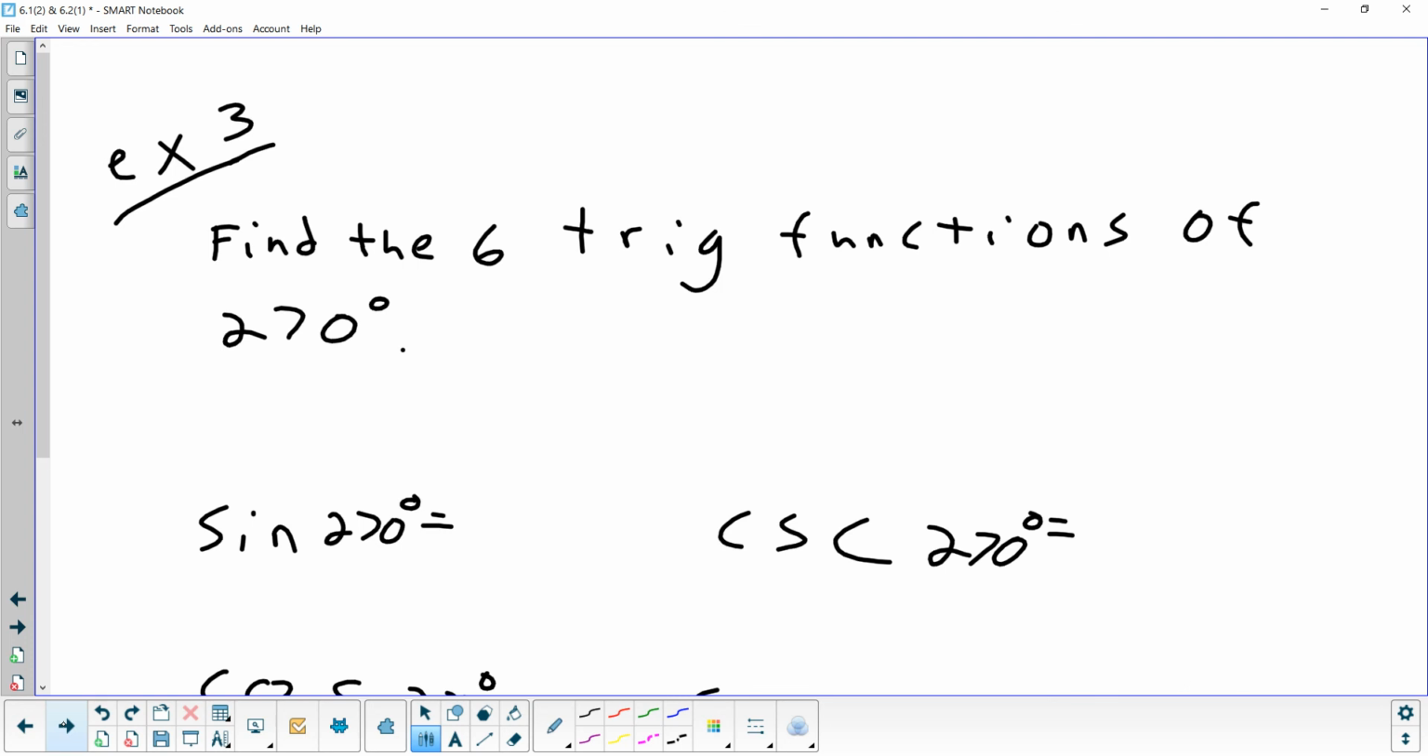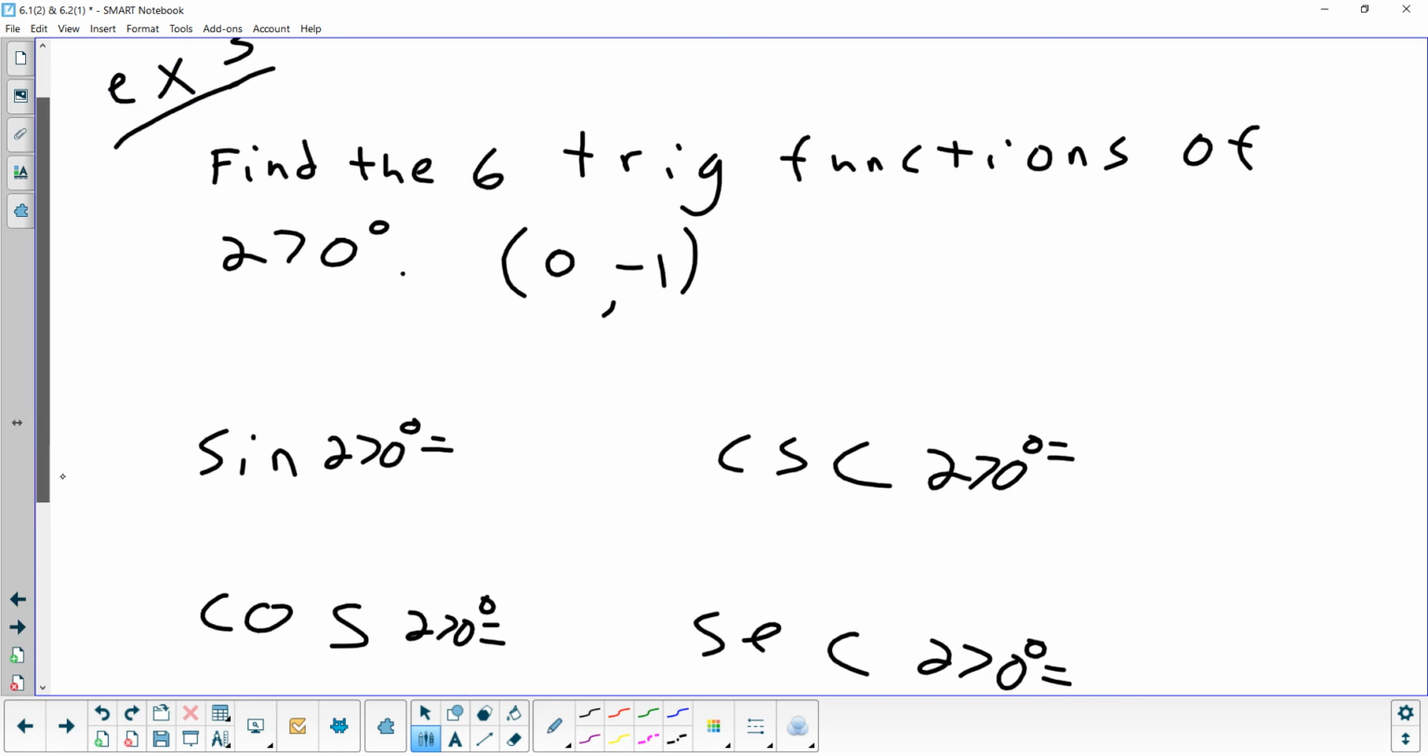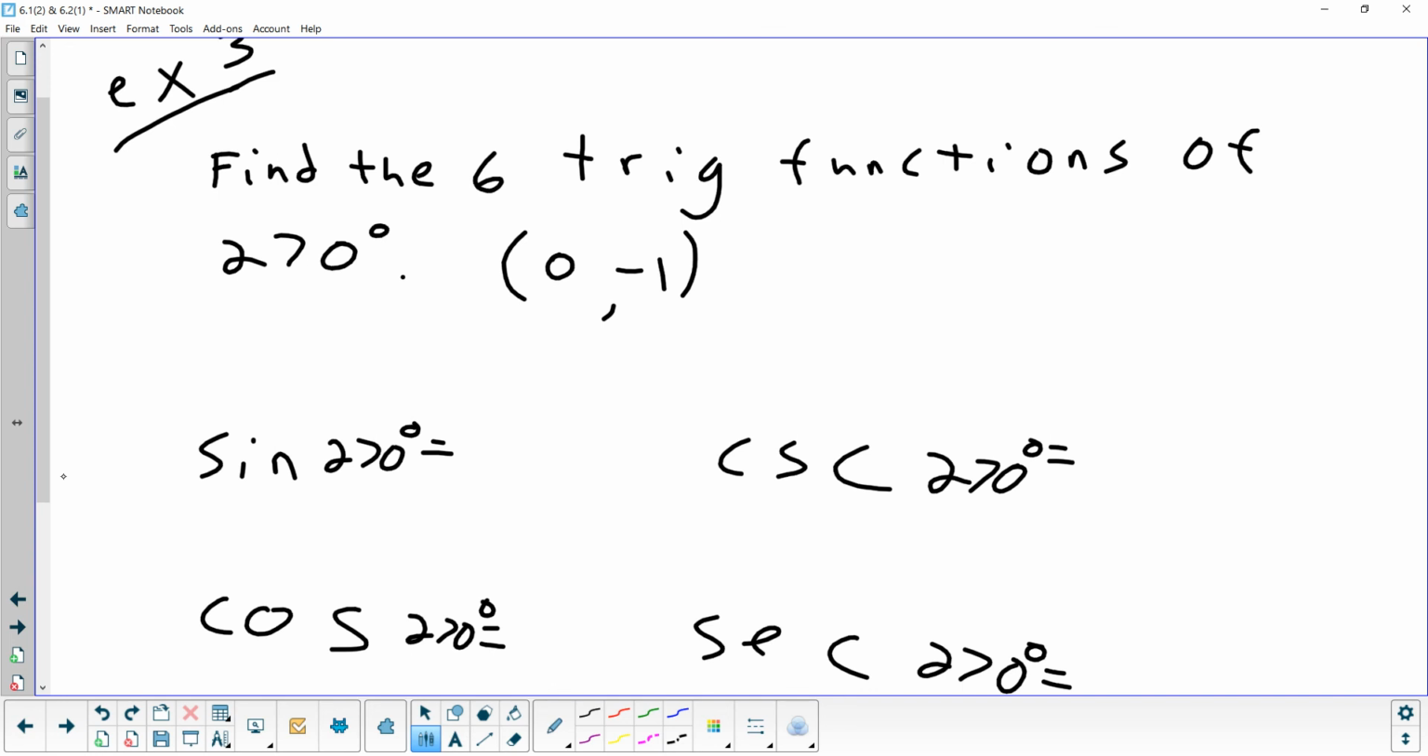All right, let's do 270. What do I need first? Coordinate. What's the coordinate for 270? Yep. 0, -1. That's where you go down 1. So now, let's find the 6 trig functions of 270 degrees.